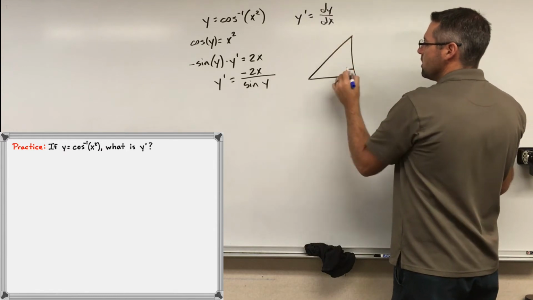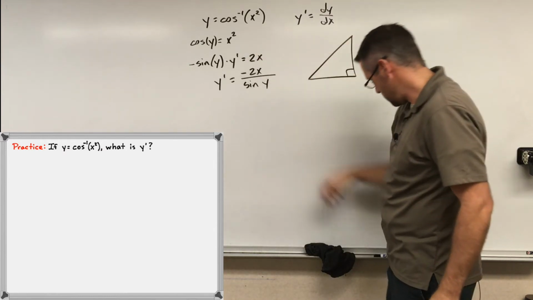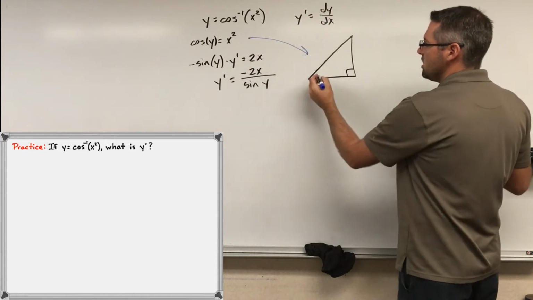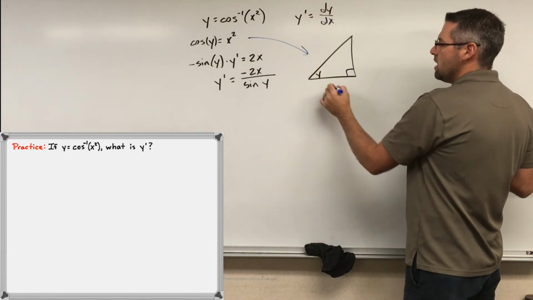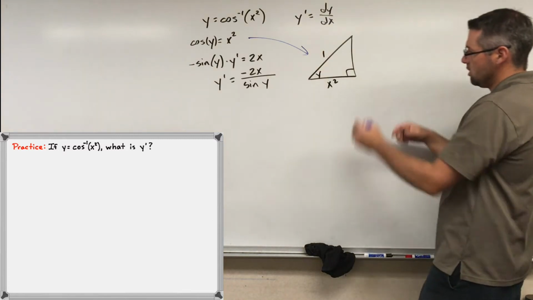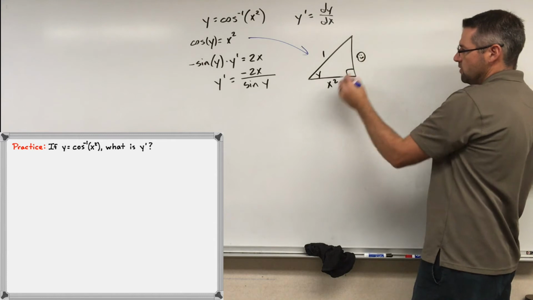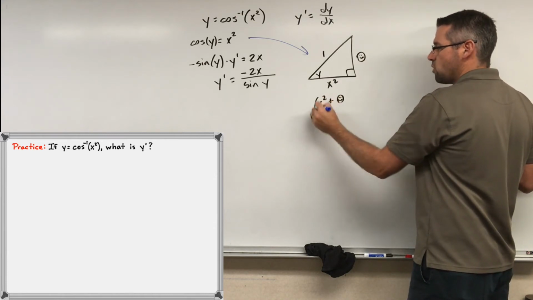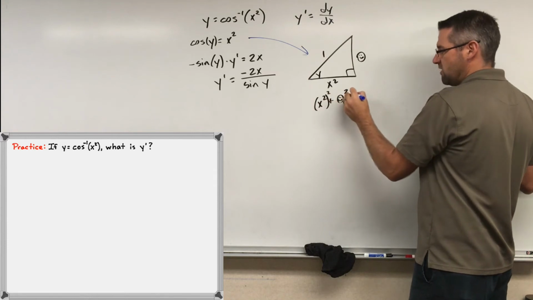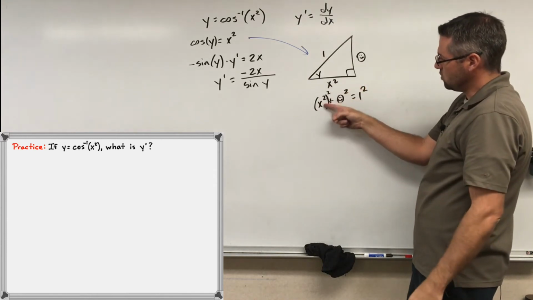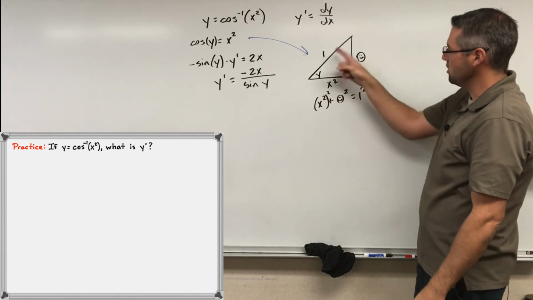triangle. Looking at this line here, I'm going to put a little arrow here. We're going to take this and plug it into that. The cosine of y, that means y is the angle, x squared is my adjacent, and 1 is my hypotenuse. From here, we're going to do our Pythagorean theorem. So we end up with x squared squared plus happy face squared equals 1 squared, right? It's the leg squared plus leg squared equals hypotenuse squared.